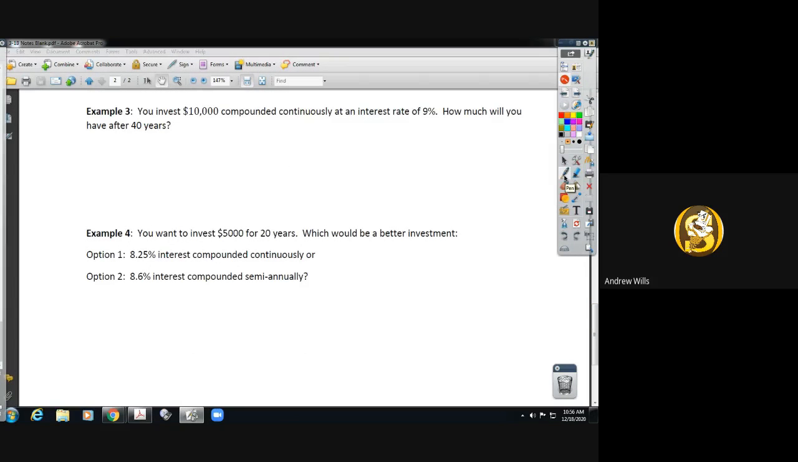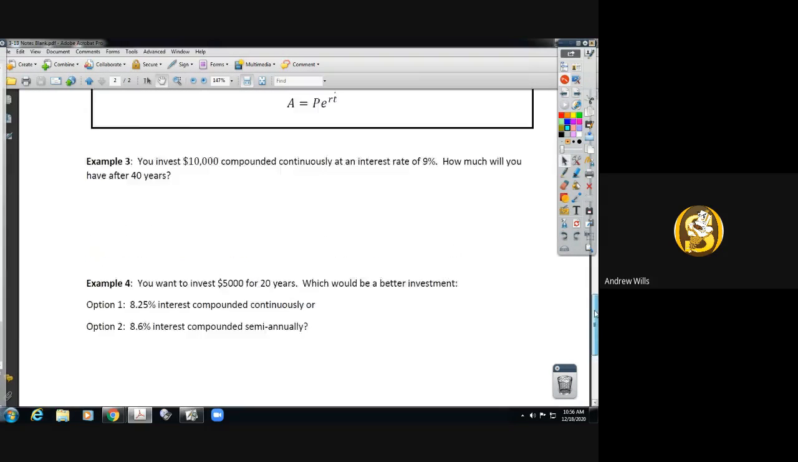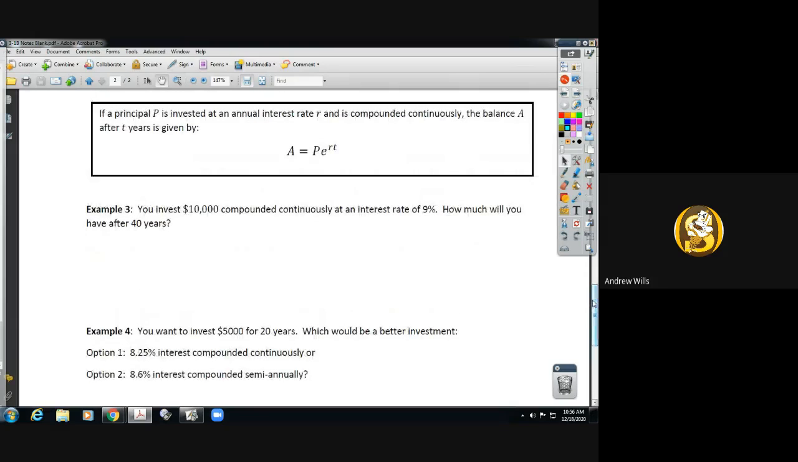You invest $10,000 into an account compounded continuously at an interest rate of 9%. How much money will you have after 40 years? So again, we just need to go in here and identify these different values for what they are. We are investing $10,000, so that's P.